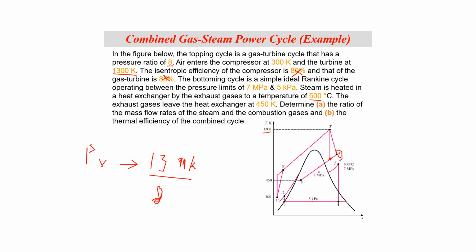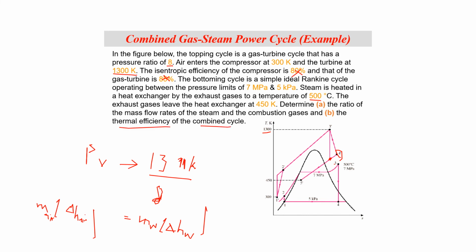The mass flow ratio will be, for example, m of air multiplied by delta H of air will be equal to m of water multiplied by delta H of water. So you can utilize that and find out this ratio. And the thermal efficiency of the combined cycle.